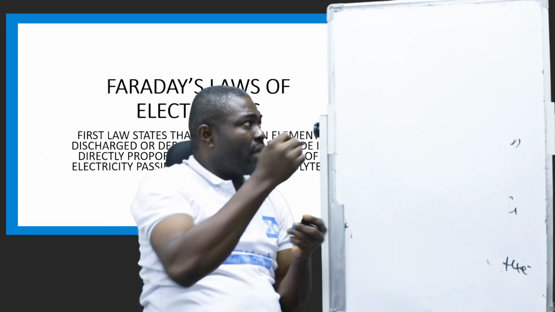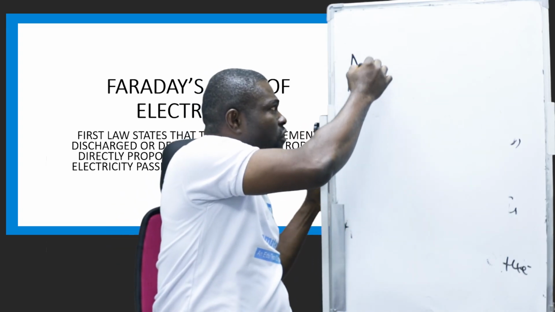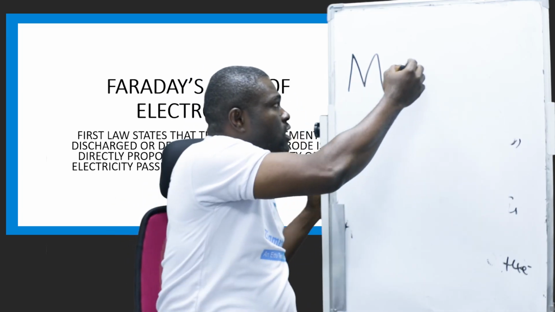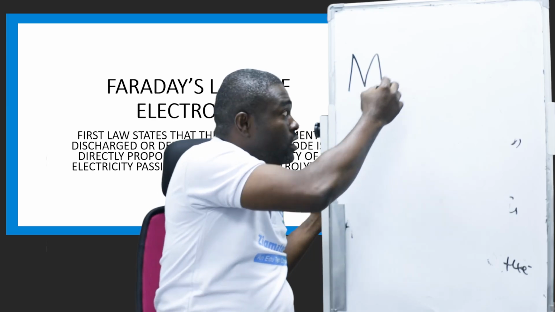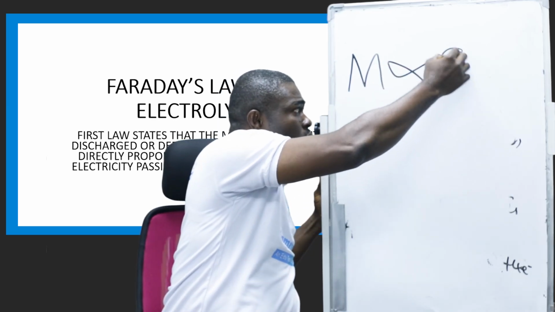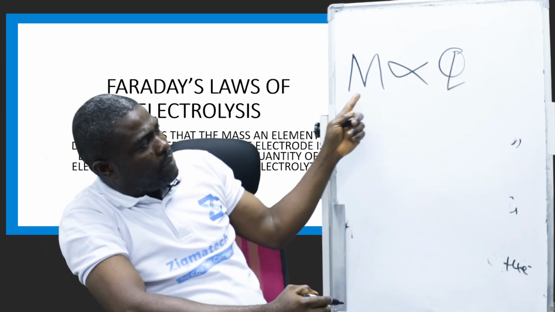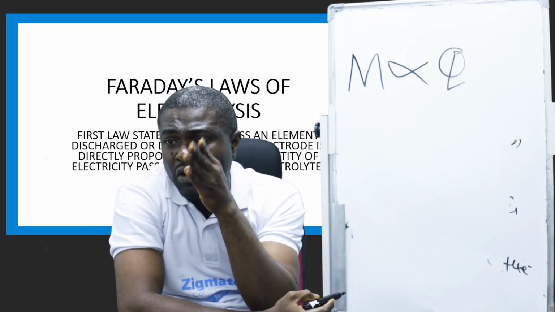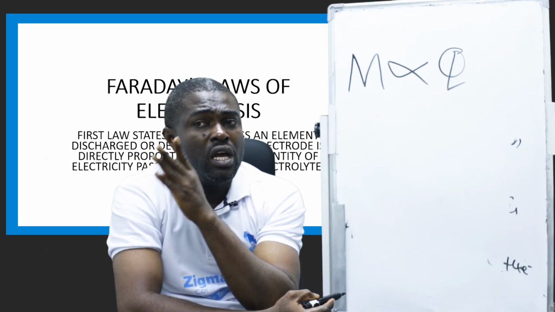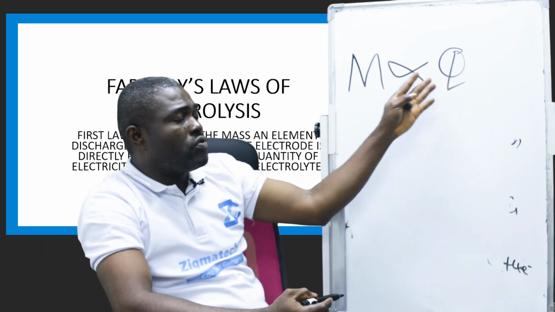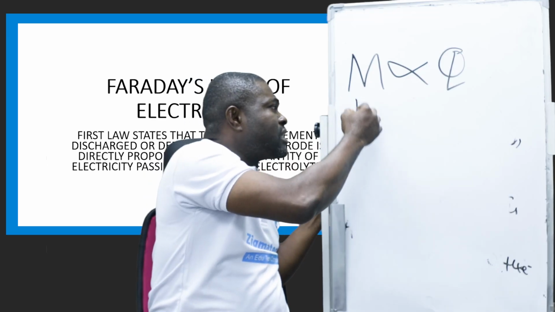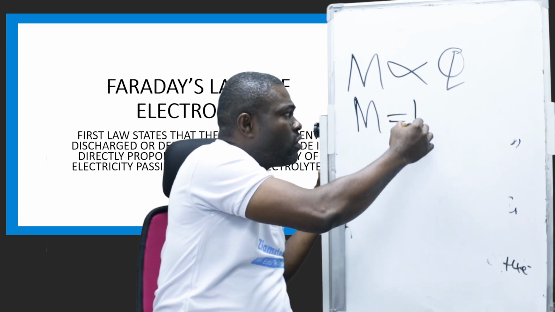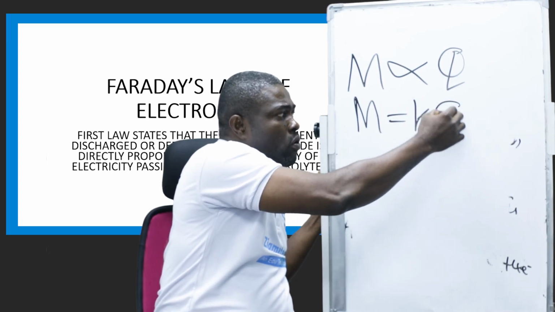It says that the mass, let the M represent the mass of the substance deposited at the electrode, is directly proportional to the quantity of electricity. M is directly proportional to the quantity of electricity. So, when we remove the sign of proportionality, we have what? Equal sign, and the constant comes in, right? Before the quantity of electricity.